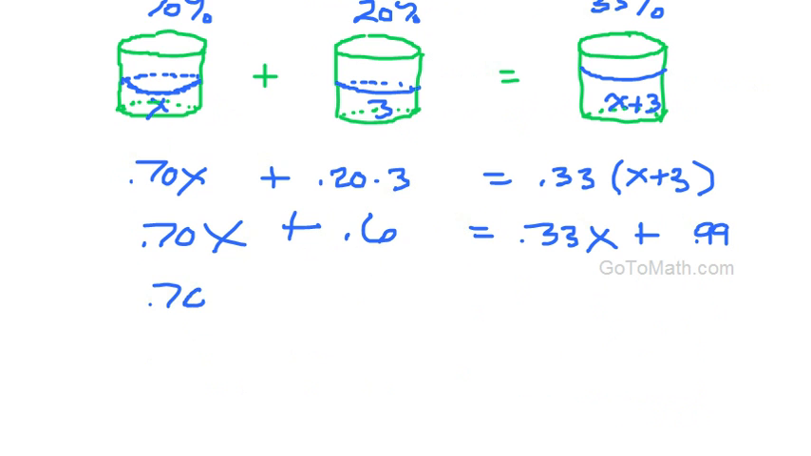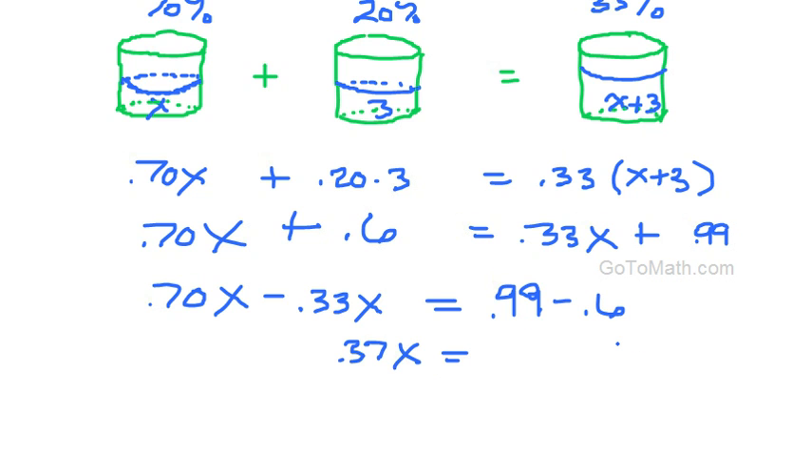Okay. And what do we got? Let's go ahead and solve for x now. We got 0.70x. Bring this over. You have minus 0.33x. And then, of course, we'll bring that 0.6 over. 0.99 minus 0.6. Alright, collecting up some like terms, simplifying this stuff down. And what do we got? We got 0.37 over here. And then we have 0.99 minus 0.6, 0.39, and x is 0.39 over 0.37.